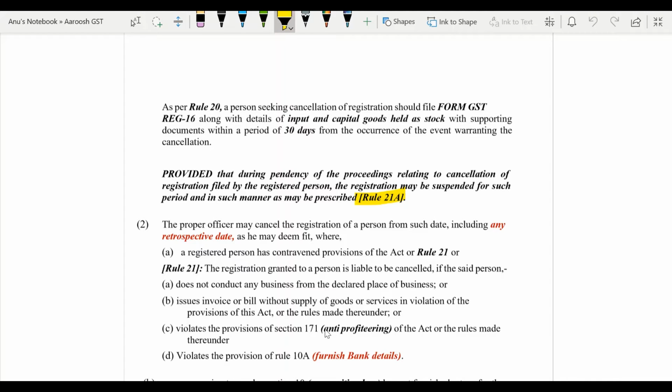C, violates the provisions of section 121, anti-profiteering of the act or the rules made thereunder. We'll be studying anti-profiteering later on, but it basically means when I'm not passing my input tax credit benefit to the people I'm selling my goods to. I'm selling the goods at a higher price than I'm supposed to sell. So this is basically anti-profiteering.